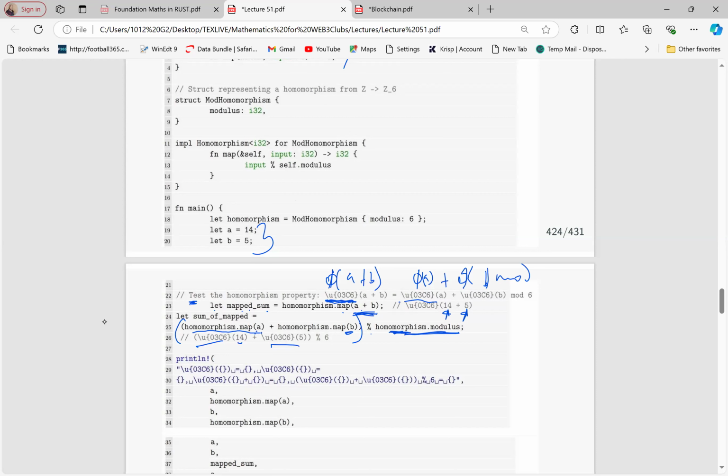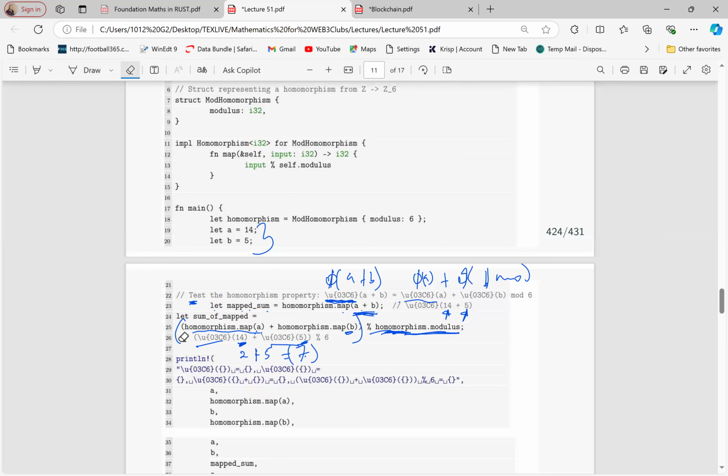So for instance, our A is 14. So it divides by 6. The remainder will be 2. 2 is what is written. Then plus, our B is 5. Divided by 6, the remainder is 5. So the answer we get is 7. So that's what it's doing. Of course, I have included notes to explain that, but I just wanted to understand the symbols and how it's working.